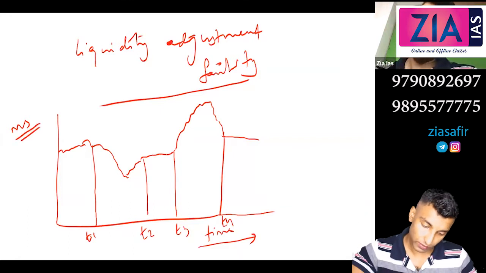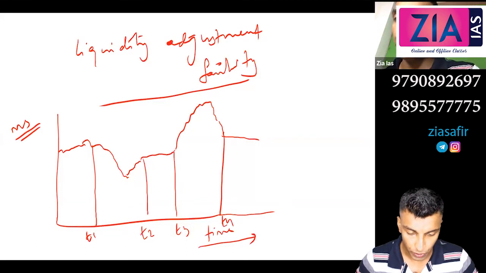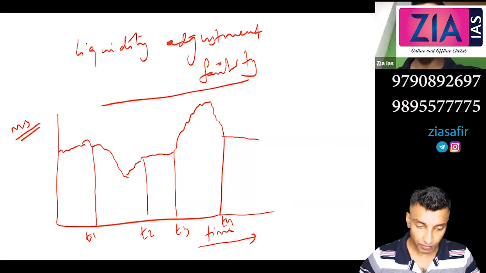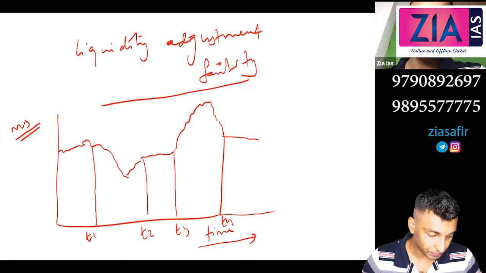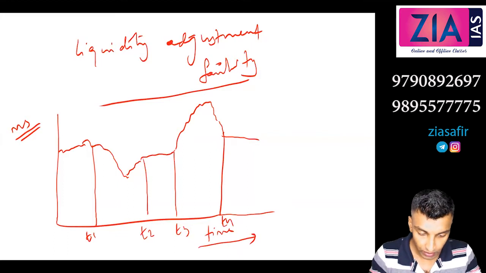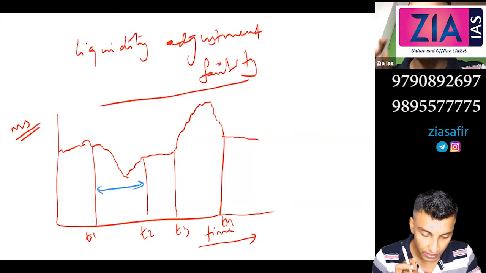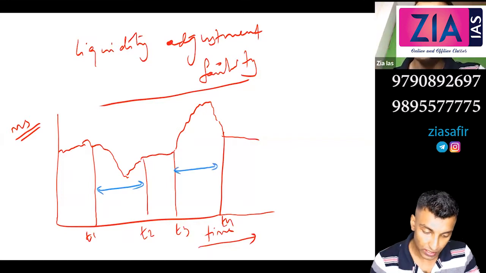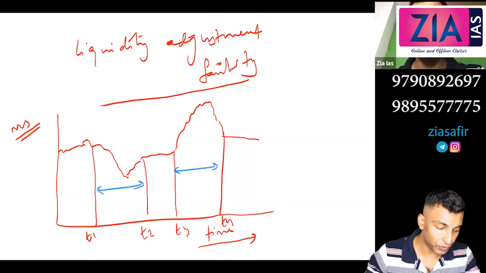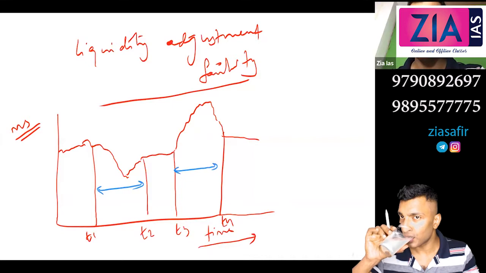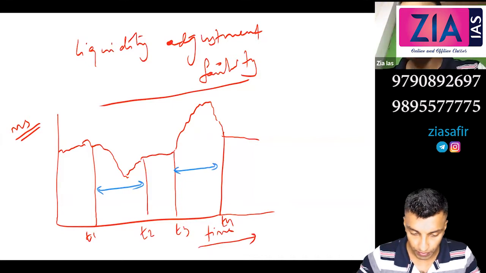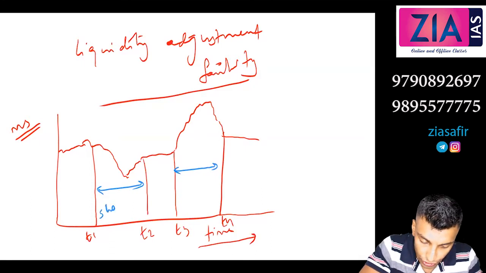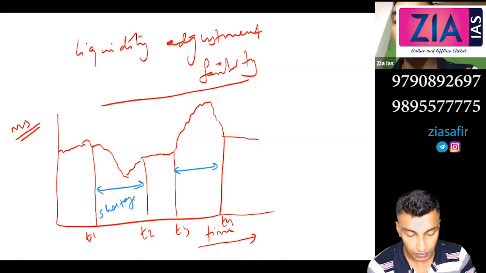What do you think, which situations are abnormal here? Between T1 and T2 and between T3 and T4, this is an abnormal situation. There is a huge fluctuation, right? So what is the problem with T1, T2? Excess money supply or shortage of money supply? It's a shortage of money supply. So what does RBI need to do here?